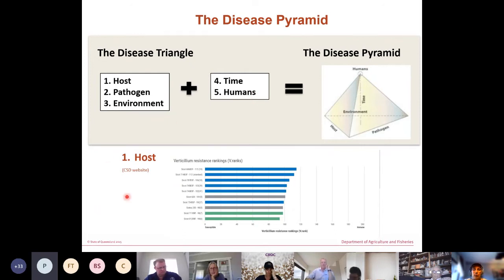Firstly, I'll just touch on the host. CSD have done a tremendous job, with the breeders of course, ranking all of the varieties that they're producing. The variety with the highest V rank that's most suitable for your region and your cropping area must be planted if we're trying to manage this disease, because the higher the V rank, the less disease, the less infection, and then the less microsclerotia are going to be put back into your field.